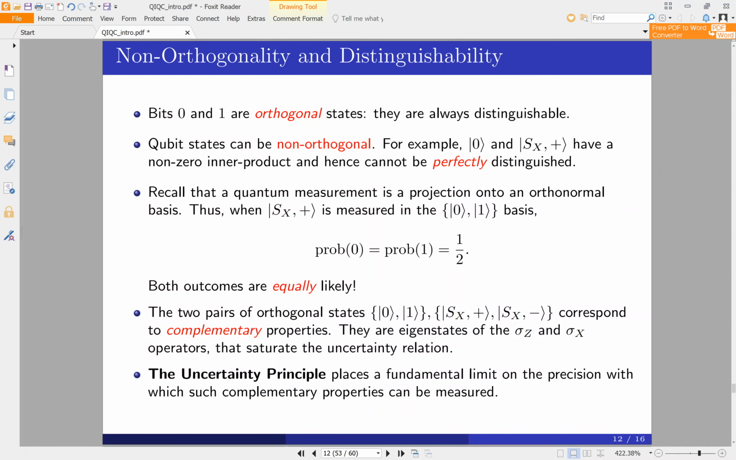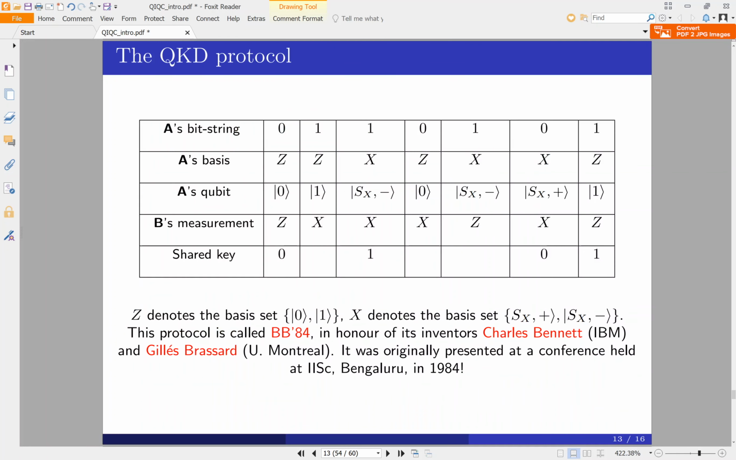And so now let's revisit the QKD protocol, right? Here's a sample protocol. So A chooses some classical bit string like this. Corresponding to every bit string, A chooses a basis, right? So for the first bit, she chooses the Z basis, which means the classical 0 is encoded in a ket 0. For the second classical bit, again she chooses the Z basis, which means the state that she will send is the ket 1. For the third classical bit, she now chooses an X basis. So the state that she will send is the Sx minus state. The fourth classical bit, she again chooses Z, so the state will be a ket 0 and so on.